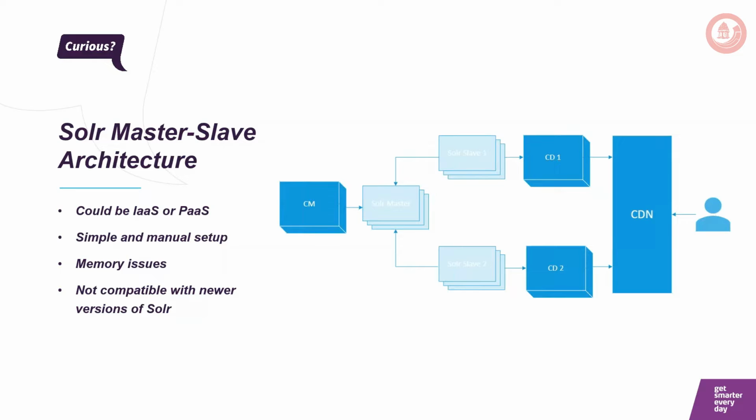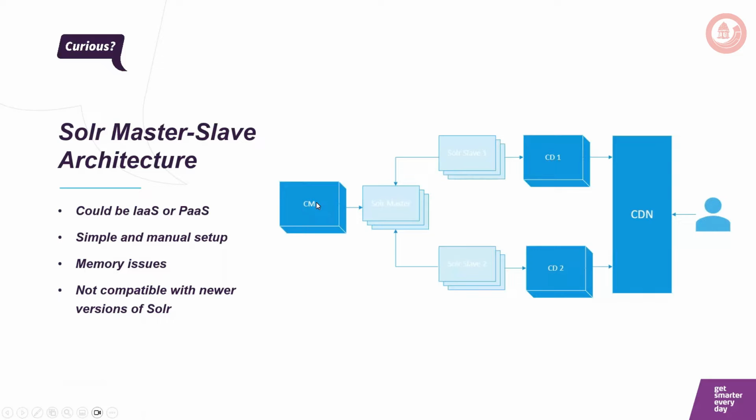The Solr master-slave setup is a way of distributing the index data from a single master node to one or more slave nodes. It basically splits the read and write load. So the master is more focused on the write one, whereas the slave is mostly for the read purpose. If I talk about the architecture on the right-hand side, generally we'll have a CM environment which will be connected to the Solr master node.